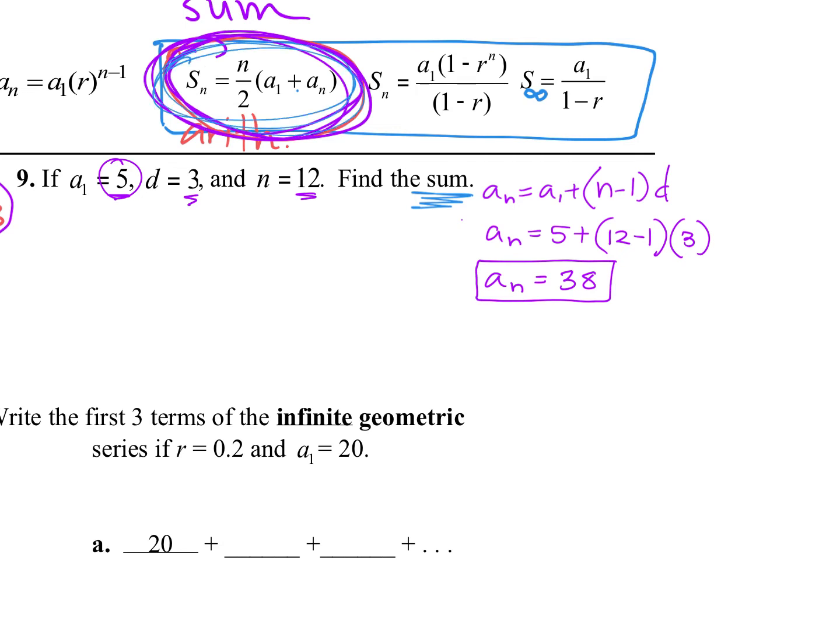So it's going to be the sum of what? What is n? Not 38. 12 equals, so 12 divided by 2, right? I'm just plugging into this formula right now. 12 divided by 2 times the first term plus the last term. Okay, if you plug that in, the sum of those 12 terms is 258.